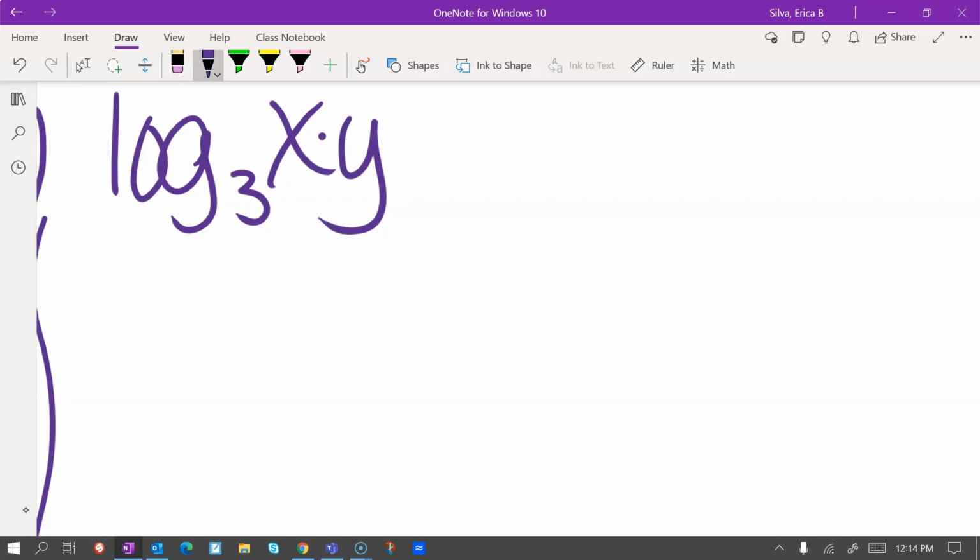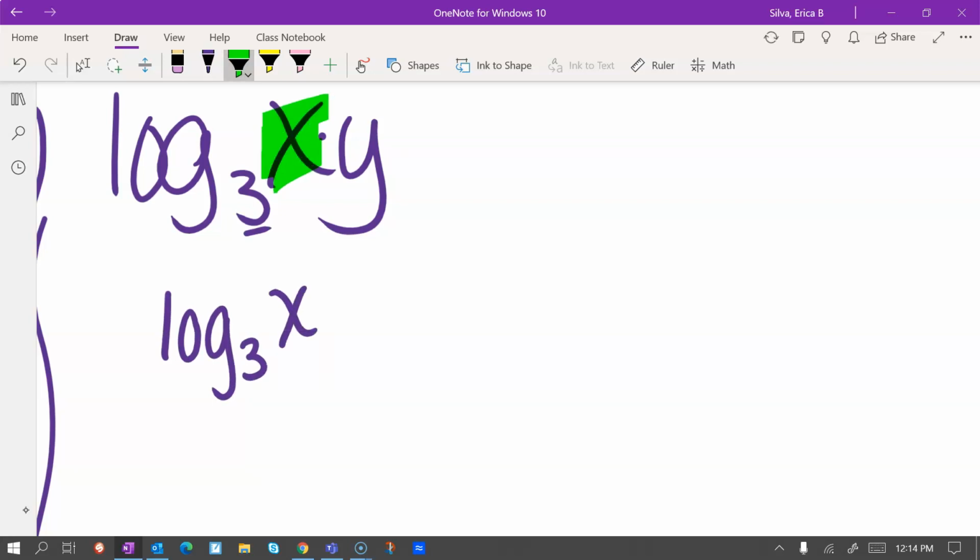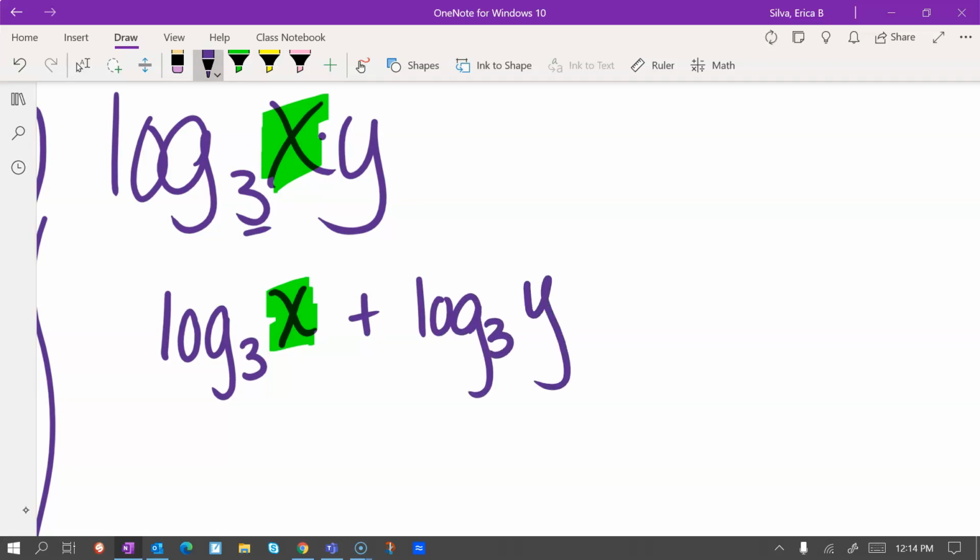All right, we're multiplying here also, so we end up with log, notice how your base is 3 now, base 3 of x, which is my first number, plus, because we're multiplying, log base 3 of y. And again, our bases are exactly the same.